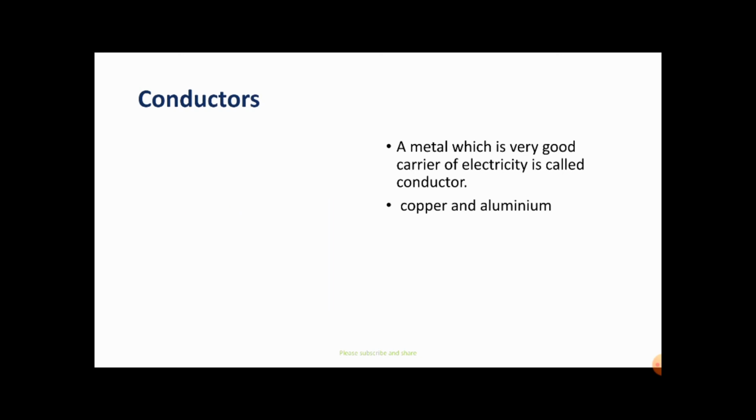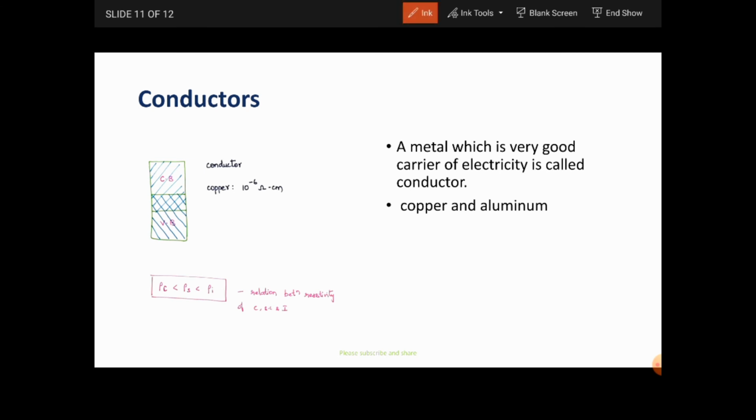Next, conductors. A metal which is a very good carrier of electricity is called a conductor, and the examples are copper and aluminium. And going with the energy band diagram, in the conductors, if you see the gap between the valence band and conduction band, there is no forbidden gap here at all. The conduction band and valence band are overlapped.